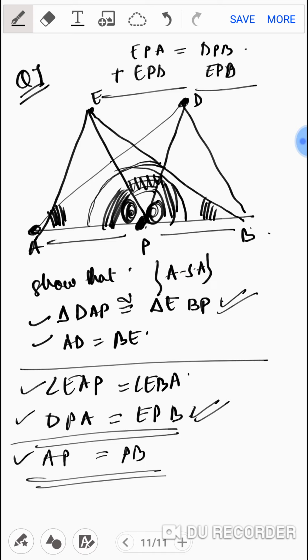Clear? Once you got ASA test of two triangles, you can take any part as per your requirement. Your requirement is AD and BE. So you can take AD is equal to BE by CPCT. Clear? Question number 8.